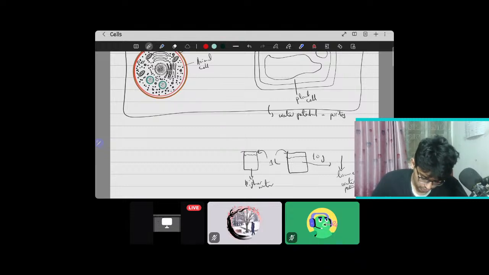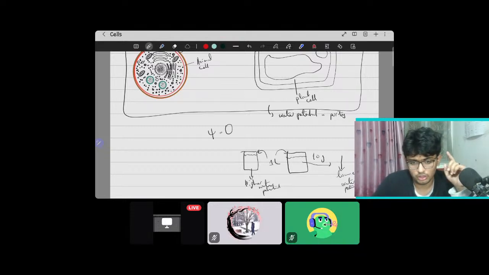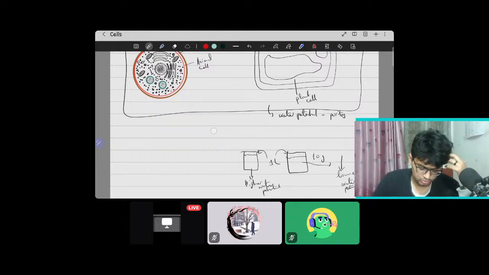Now, higher water potential, or you can say pure water, is represented by this symbol, which is equal to 0. So the highest water potential is denoted with 0, and the lower the water potential goes, it goes into -1, -2, and so on.